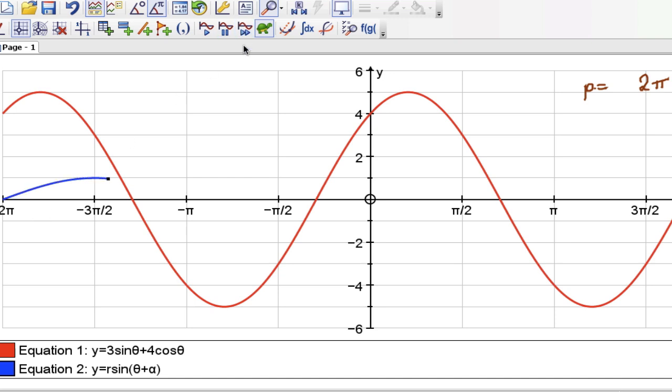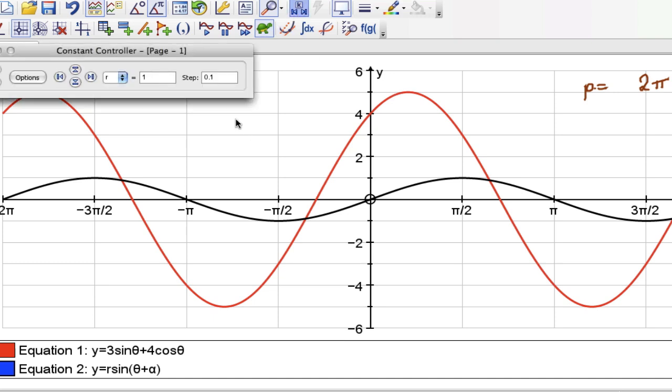And I'm just going to fast forward that on. You should know that's the sine graph. The sine graph goes up to 1, down to -1. It looks something like this. Now, can I change r and alpha to make it fit that? Well, let's have a go.